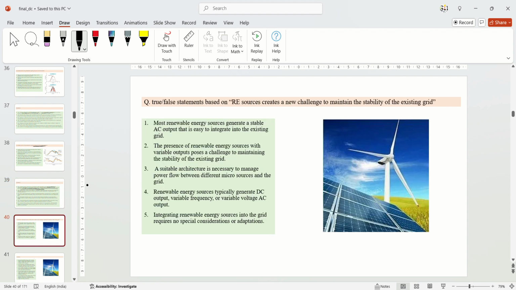Okay. And also, this is a question related to the RE sources, which create challenges in maintaining grid stability. Here, five statements are there. Just let me know which statements are true. I'm giving you a few minutes, 2 minutes, to solve this question. Okay.